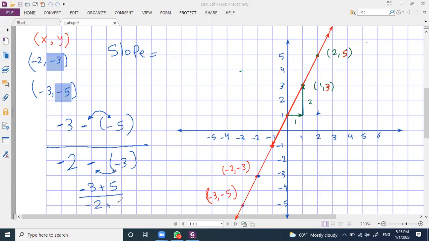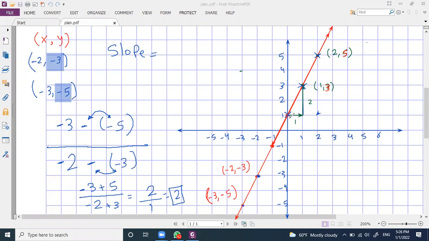-3 plus 5 equals what? 2. And -2 plus 3 is 1. So 2 over 1 is going to be 2. So all I want to say is that if you take any points on the line, like this point and this point, you will find the slope is always 2.